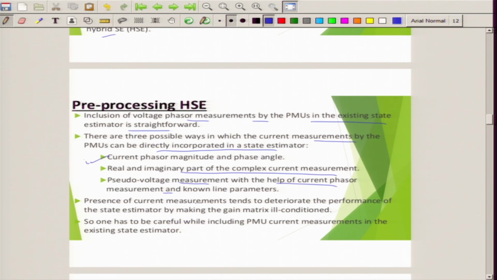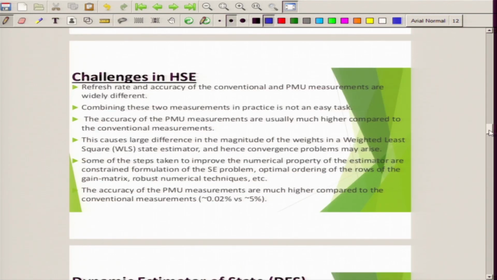The presence of current measurements tends to deteriorate the performance of the state estimator by making the gain matrix ill conditioned. This is one of the limitations. So one has to be careful while including PMU current measurements in the existing state estimator. So what are the challenges in hybrid state estimators? The refresh rate and accuracy of the conventional and PMU measurements are widely different. The frequency of data that you get from conventional measurements and the frequency of data you get from PMUs is quite different. So combining these two measurements in practice is not an easy task, as we have discussed.